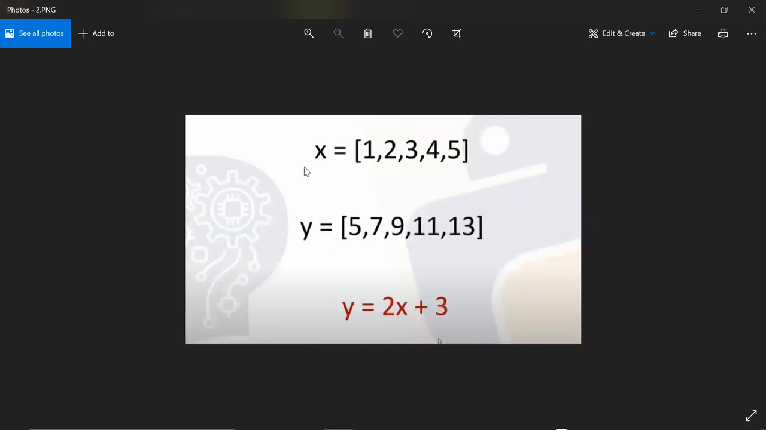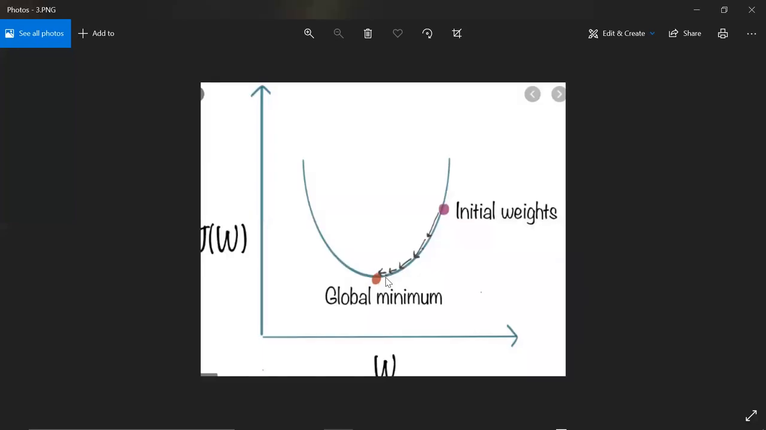Now what is machine learning? We have x as 1, 2, 3, 4, 5 and y as 5, 7, 9, 11, 13, and from these we find y = mx + c. We got this. Agree? I hope you understand.